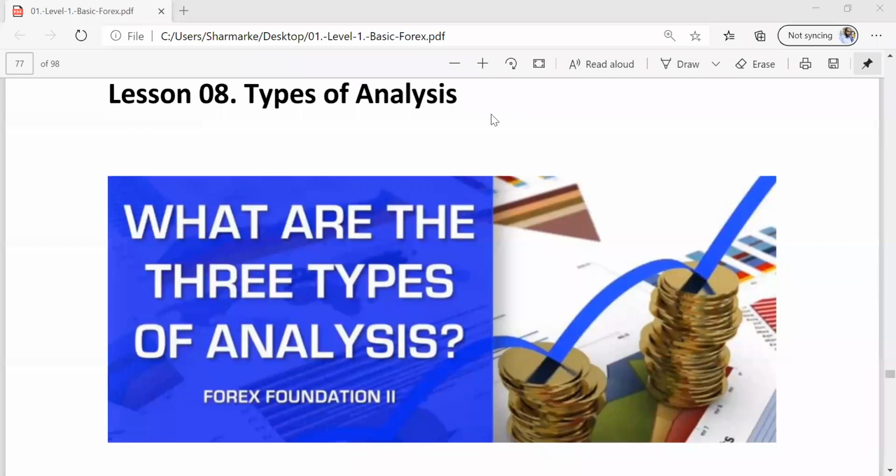We are going to talk about the types of analysis. Analysis is one important component of trading. You have to analyze and check where the trend is heading. So there are 3 types of analysis. We are going to go through each one tonight, and we will see.